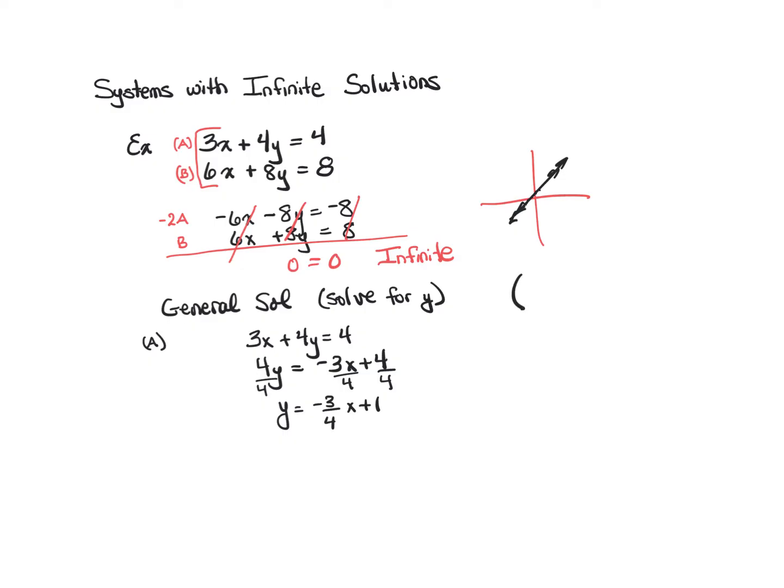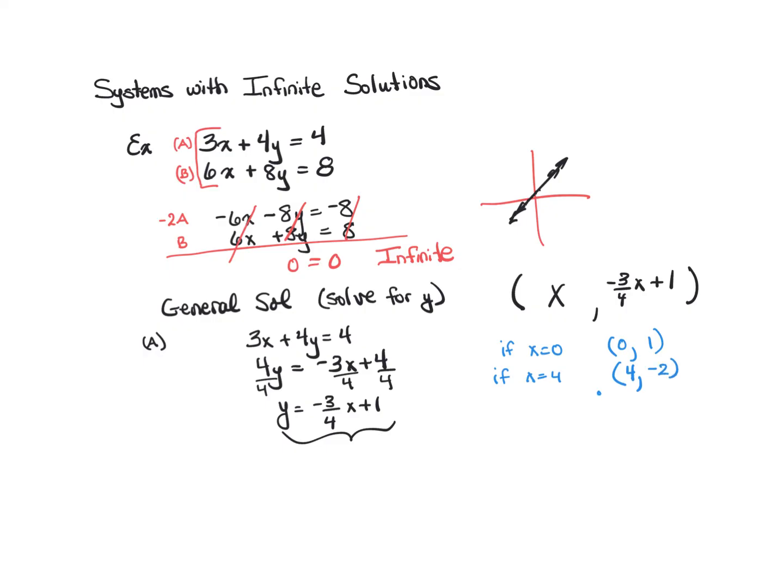That means that my general solution is going to have an x, and y in terms of x is -3/4 x plus 1. So let's think about that for just a second. If x is 0, we get -3/4 times 0 plus 1, we get 1. If x is 4, for example, -3/4 times 4 is -3, plus 1 gives us -2.